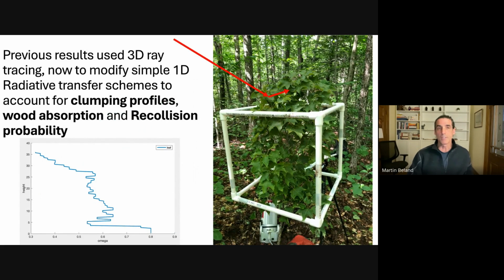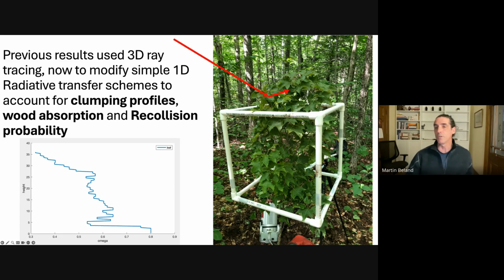So the results I've presented so far are derived using a 3D ray tracing model, which obviously has a lot of complexities and it's difficult to compute all this. So now what we would like to do is use that knowledge and modify a simple one-dimensional radiative transfer model that accounts for the main aspects of these 3D effects and includes the wood also. So two things I need to mention here are leaf clumping and recollision probability.